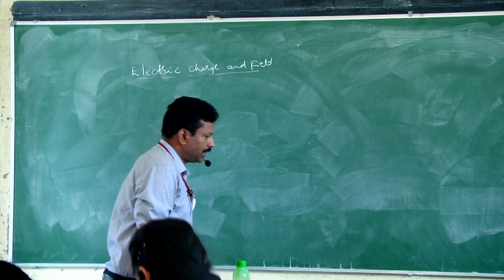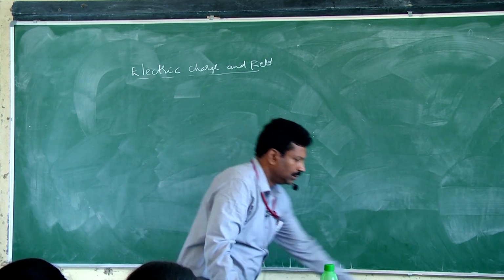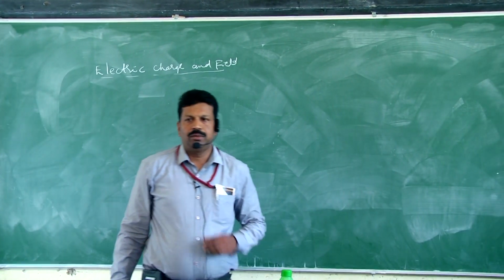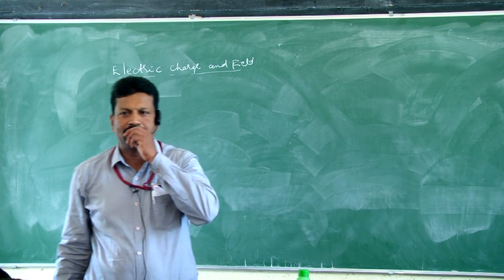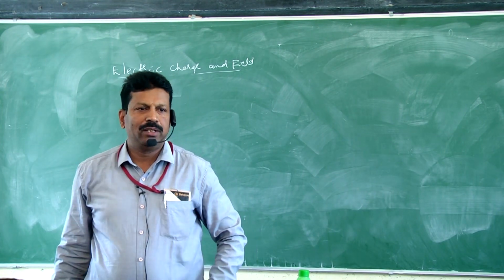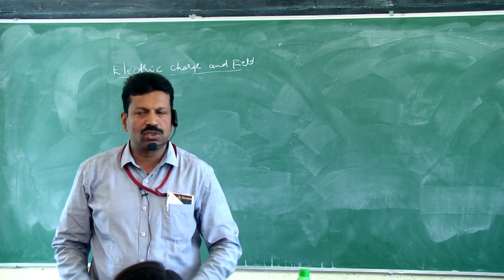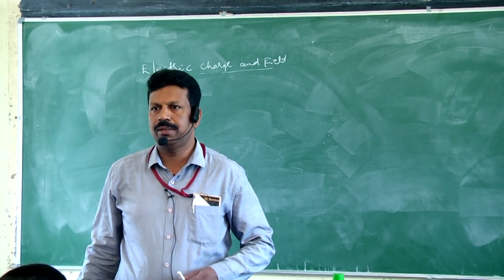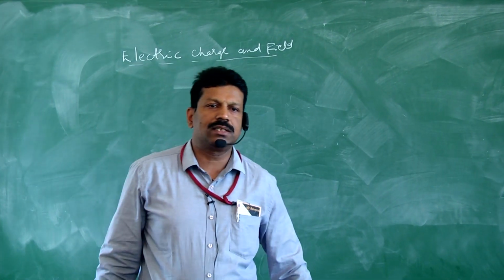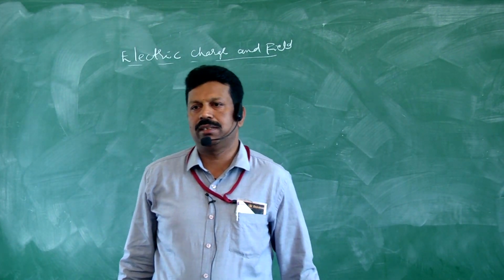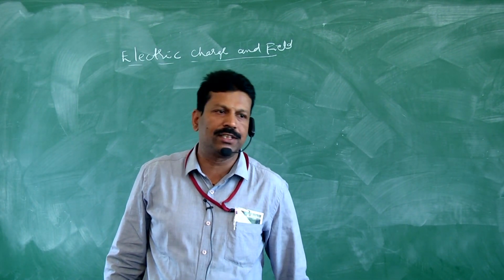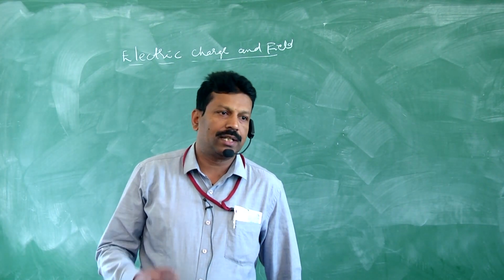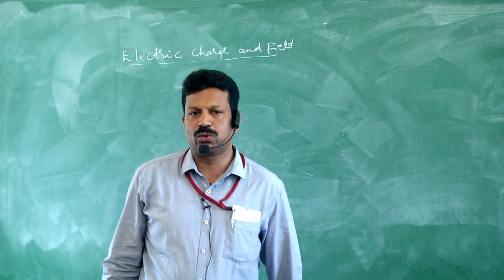Okay, so electric charge and field. We all know electric charge is basically a property of matter by virtue of which it exerts forces on other bodies and also experiences forces. In this chapter we only discuss the electrostatics part. Electrostatics means charges are at rest. When the charges are at rest, what all effects it has, that is electrostatics.